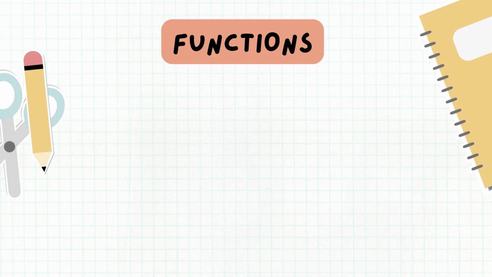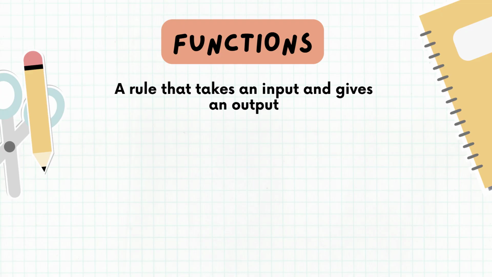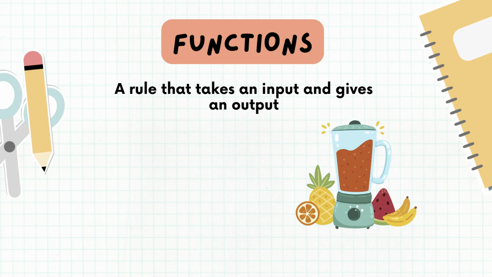Now, let's talk about functions. A function is just a rule that takes an input and gives an output. Think of it like a blender. You put in the fruits, which are your input, and get a smoothie, which is your output. The function is the recipe that decides how the fruits are blended.